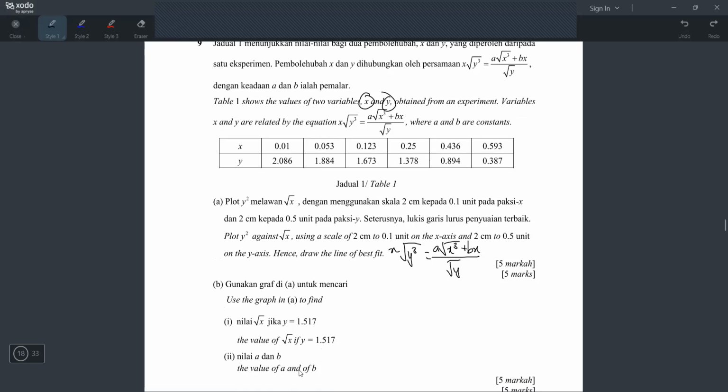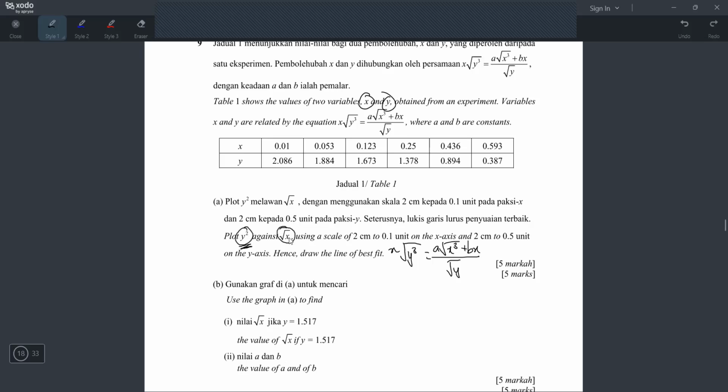So what you have to do now is change to linear form. And how to change? Remember, linear form means y equals mx plus c, right? So what you will try to do now is make your equation equal to the y-axis. What is your y-axis? You can copy from here. They already said plot y square against square root x. It means your y-axis must be y square and your x-axis must be square root x.